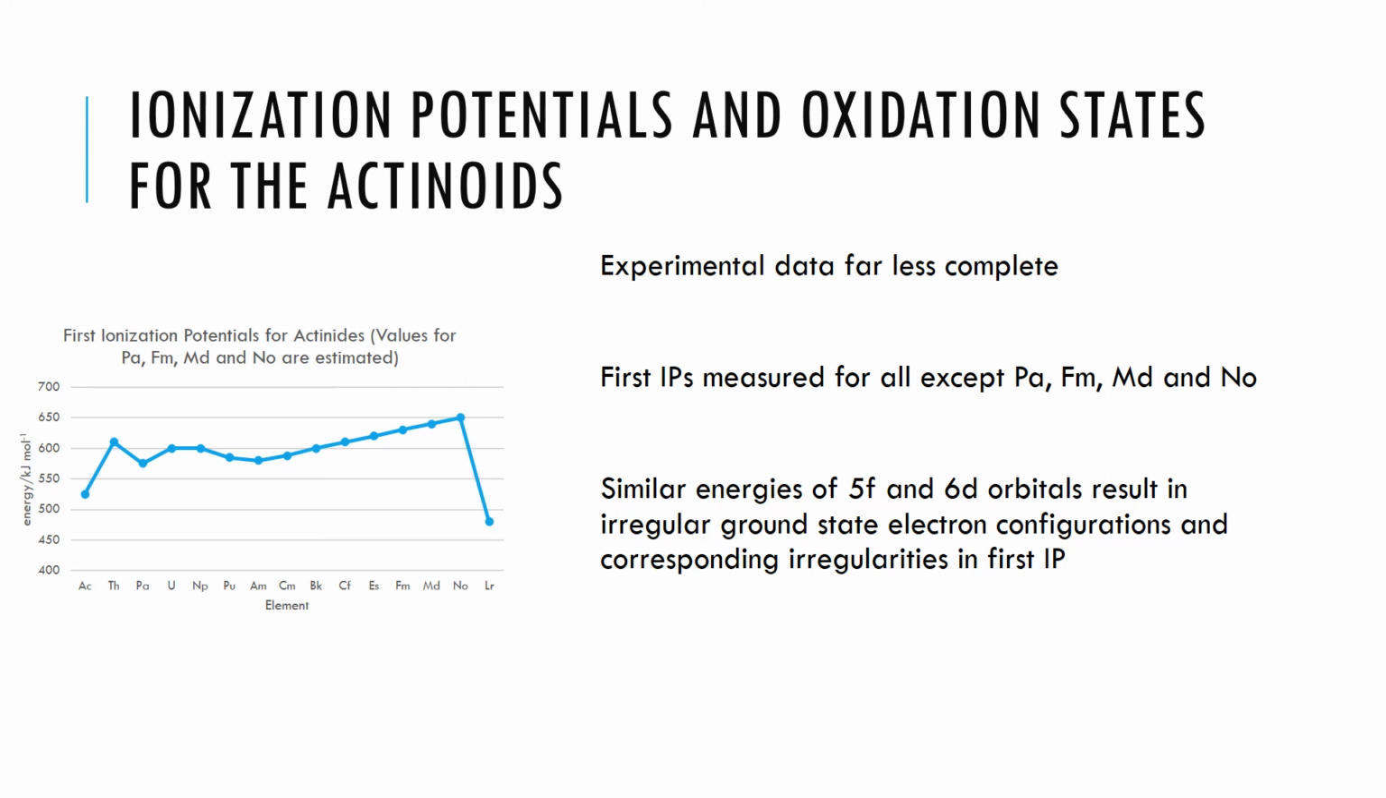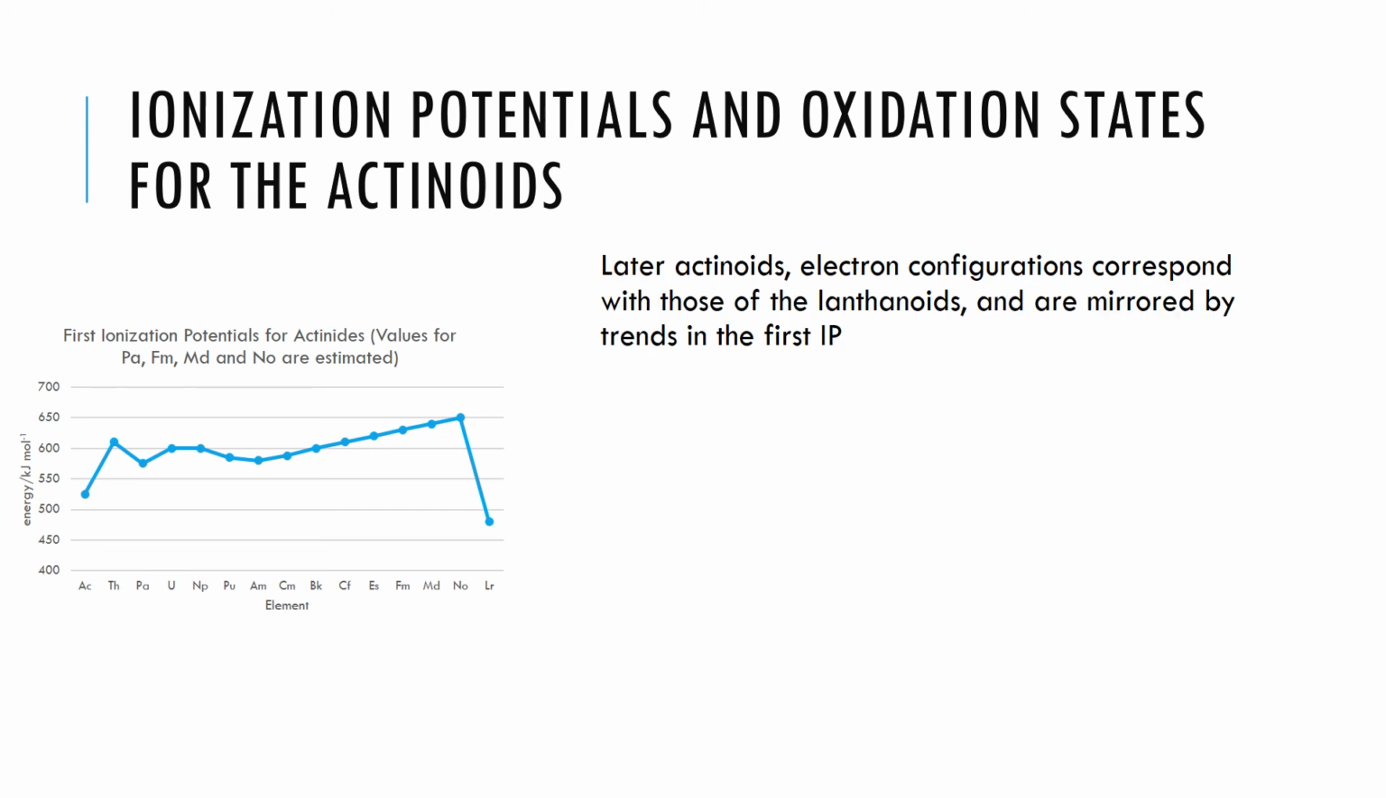Now, you'll remember that the electron configurations for the actinoids are a little bit irregular, particularly at the start of the group. That's because the 5f and 6d orbitals are very similar in energy. So you get these quite irregular ground state electron configurations, and you can see that that's reflected in the early part, particularly from actinium through to plutonium. Broadly, the first ionization energy is very irregular, again reflected in quite irregular electron configurations.